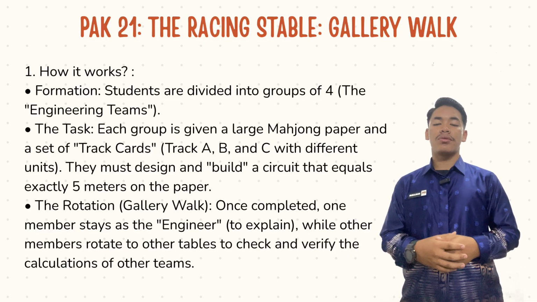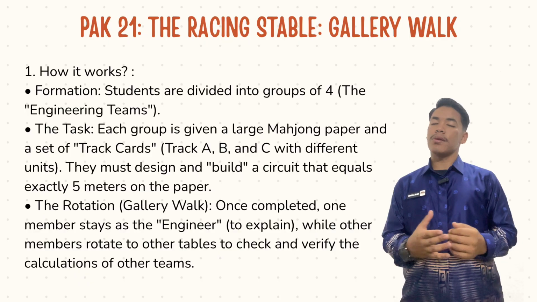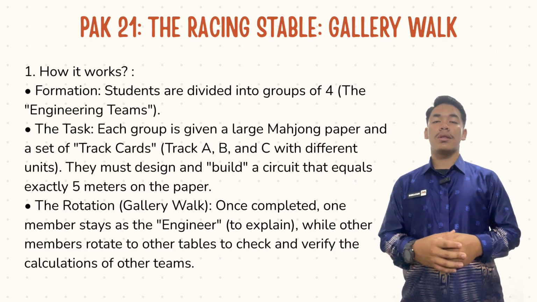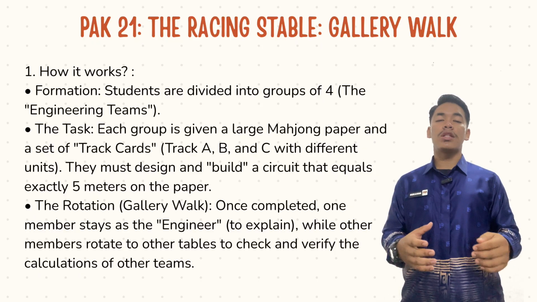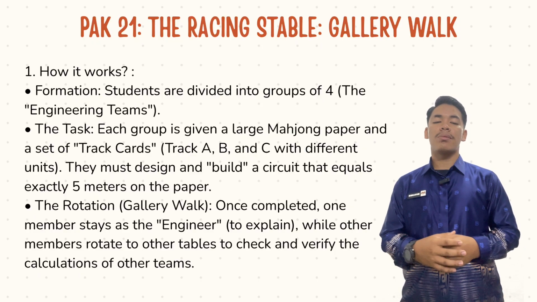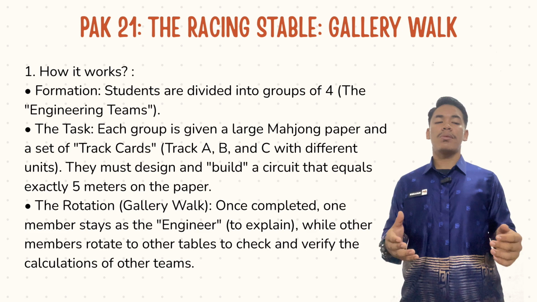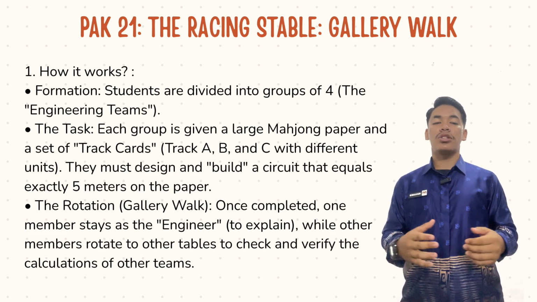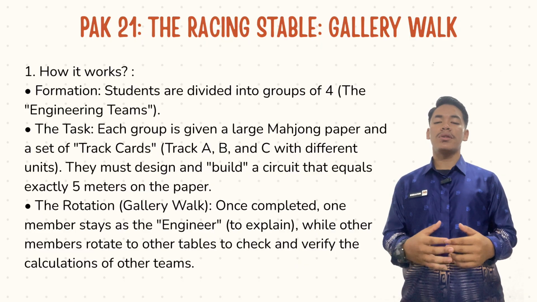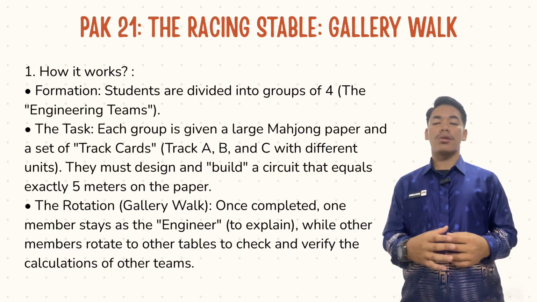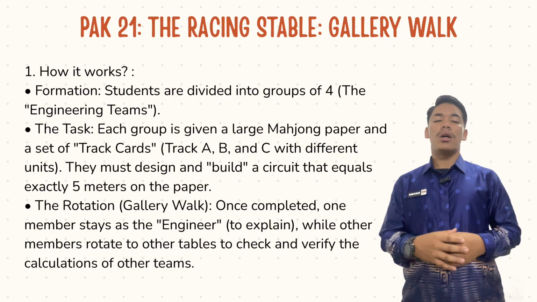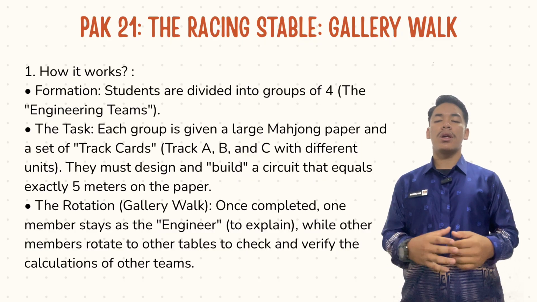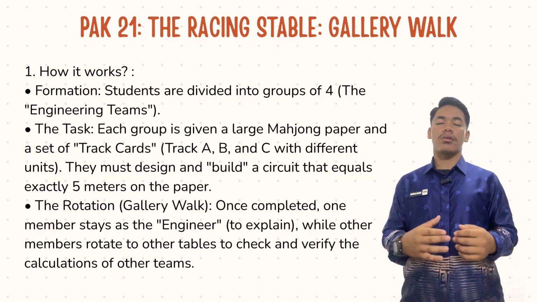The final phase is the rotation, which is the gallery walk element. Once the tracks are built, one member stays at their station as the lead engineer to explain their group's logic. The other 3 members rotate to different tables or stables to inspect the work of other teams. They carry a checklist to verify the calculations of their peers. This rotation is crucial because it exposes students to different ways of solving the same non-routine problem, broadening their understanding of pattern recognition.